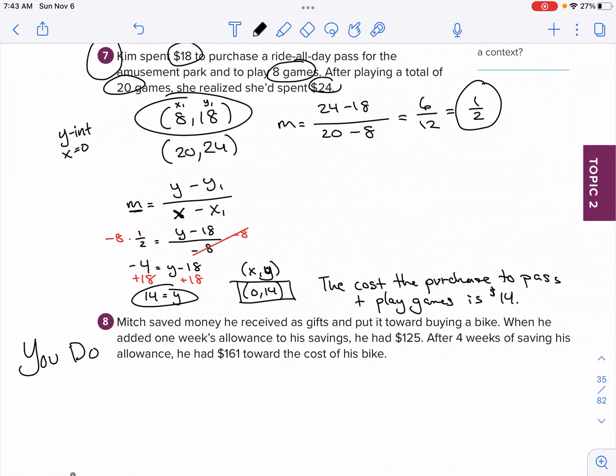You're going to do something similar to this for 8. Again, this is a you-do, so check if you're finished, but we'll call it there.